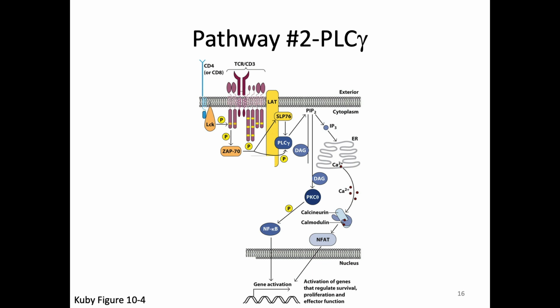And RAS is turned on as a result of our adapter proteins, LAT and SLP76. So our second branch here involves a different protein, though it is also turned on by LAT and SLP76. So now we come back to LAT and SLP76, and instead of going down this RAS branch, we're going to do a branch with a different protein, and that protein is called PLC gamma.